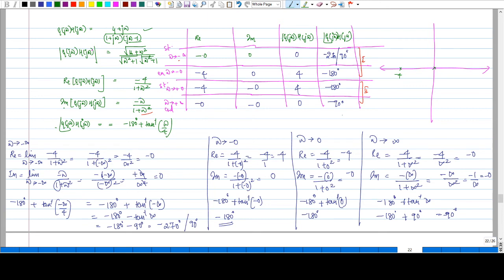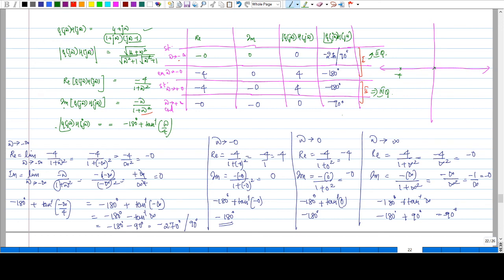Here you can see that your real part, no matter what, will always be negative. The imaginary part for section 1 is positive and for section 2 it is negative, which means that section 1 will be in the second quadrant and section 2 will be in the third quadrant. How did we make this? Looking at these signs: here real is negative, imaginary is positive. This can happen only in the second quadrant. Here both are negative, which is possible only in the third quadrant.